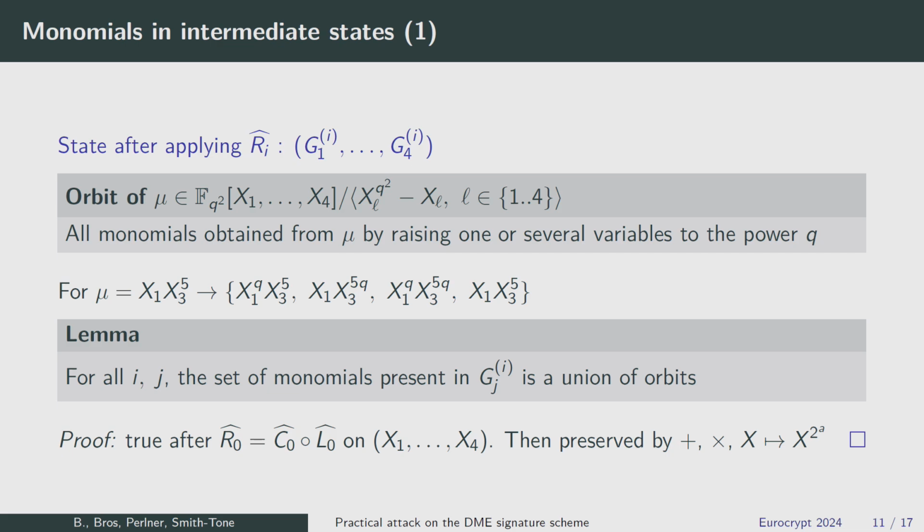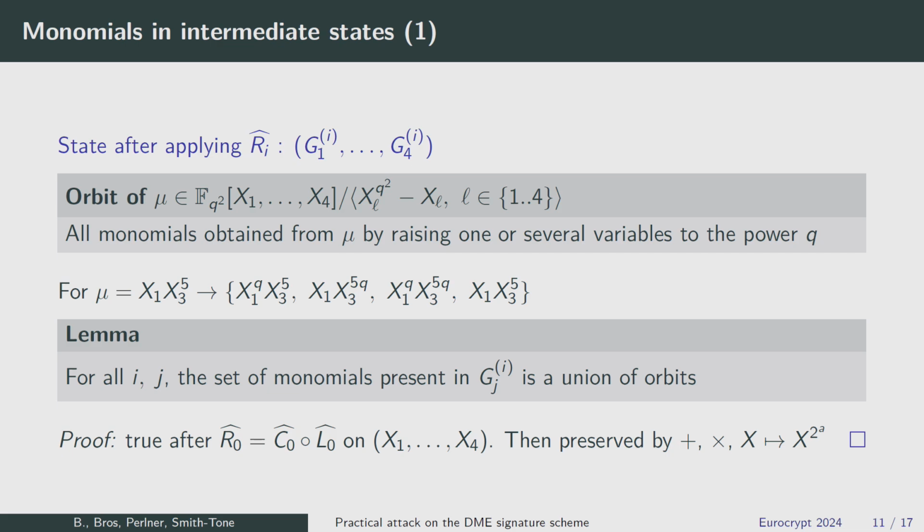So you have a simple example when mu is equal to x1 times x3 to the 5. You see that indeed this set is finite. And the nice thing with this notion is that for all indexes i and j, the set of monomials present in G_j,i is always a union of disjoint orbits.